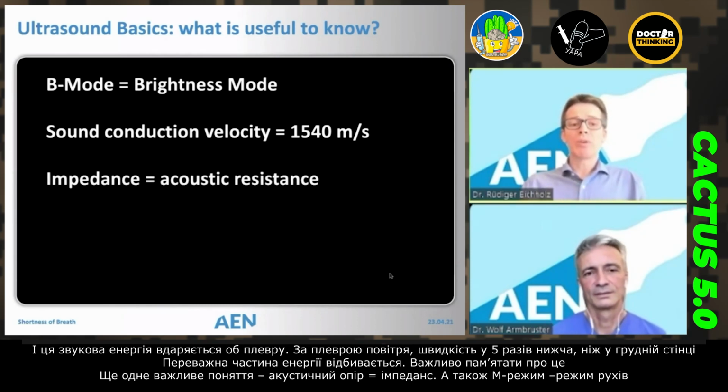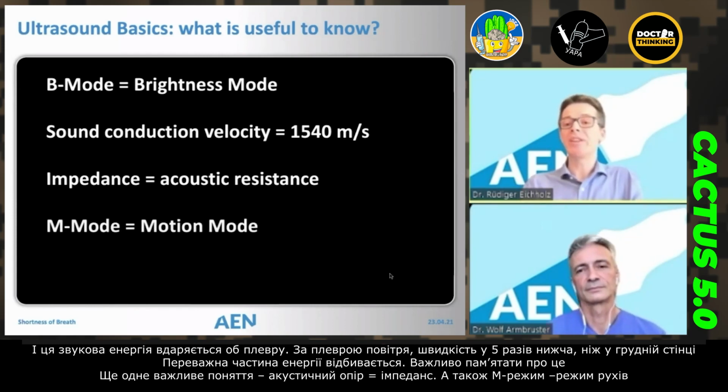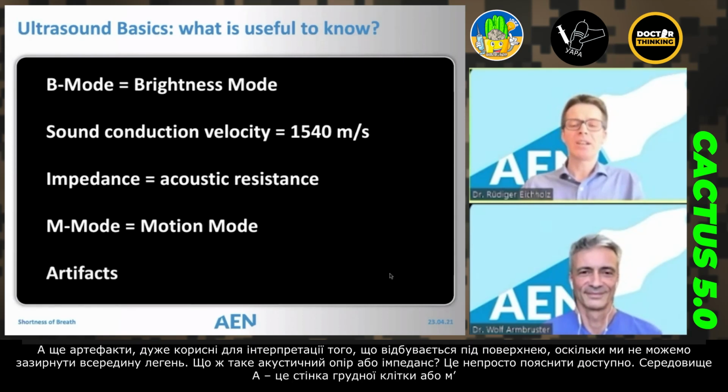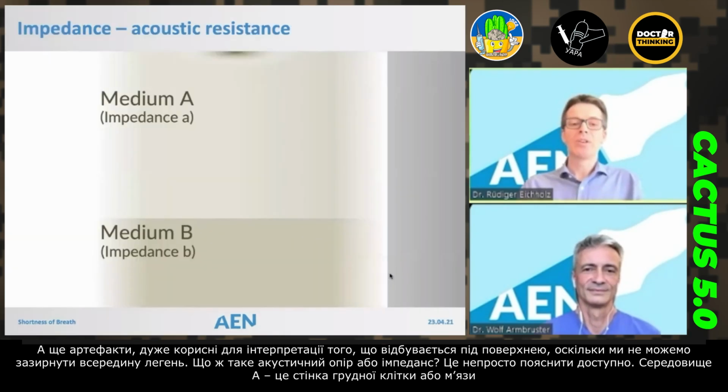Then there is one more important thing, the acoustic resistance, the impedance. We'll have some slides on that in a minute. And we also need the M mode, the motion mode. We will explain with slides. At the end, we have a lot of artifacts that are very useful for the interpretation of what is below the surface. As we said before, we can't really look inside the lungs, given that the lung is healthy. So what is acoustic resistance or impedance, Wolf?